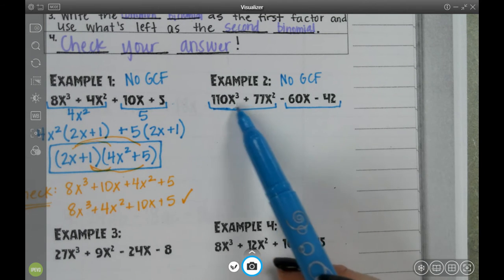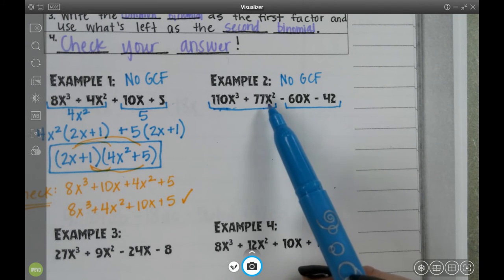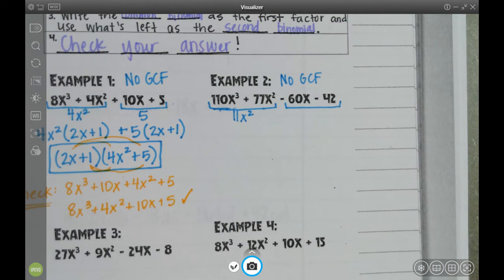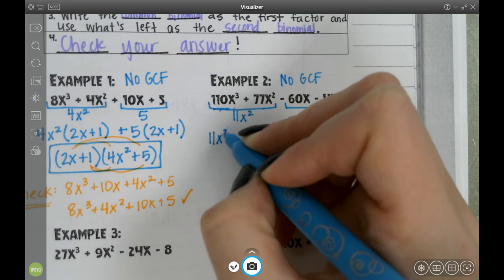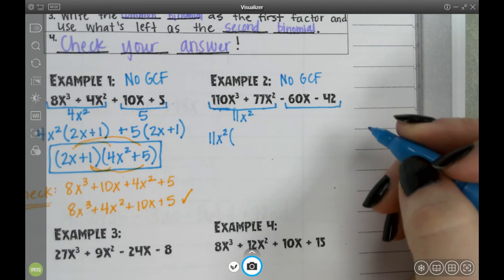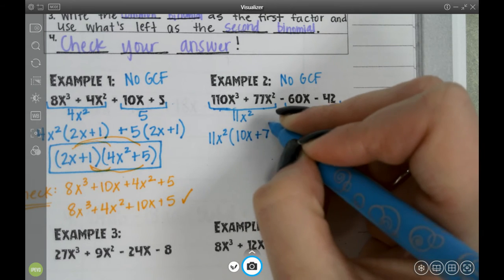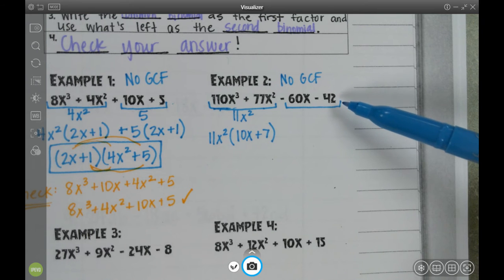So looking at my first two terms, what's my GCF between those? 11x squared. Somebody whispered it. And when I divide that out, I have 10x plus 7. What about my GCF in the second group?